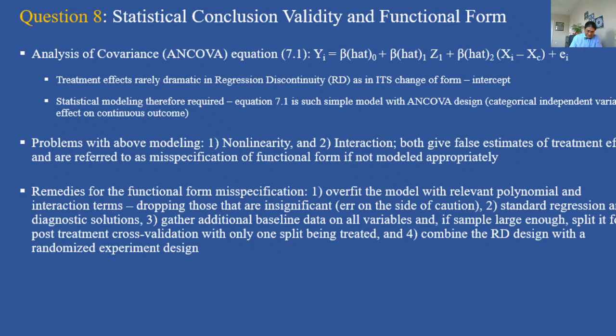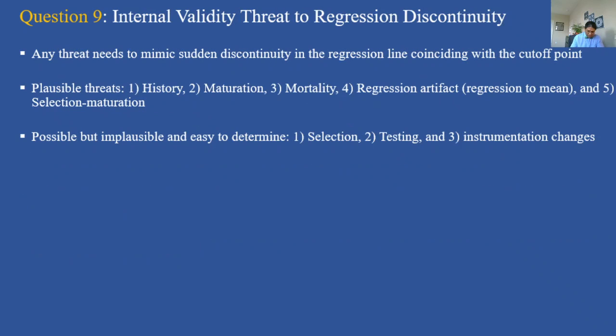The fourth solution is combining regression discontinuity design with a randomized experiment. Let's move to the next point. So, what are the threats to internal validity in this regression discontinuity design?